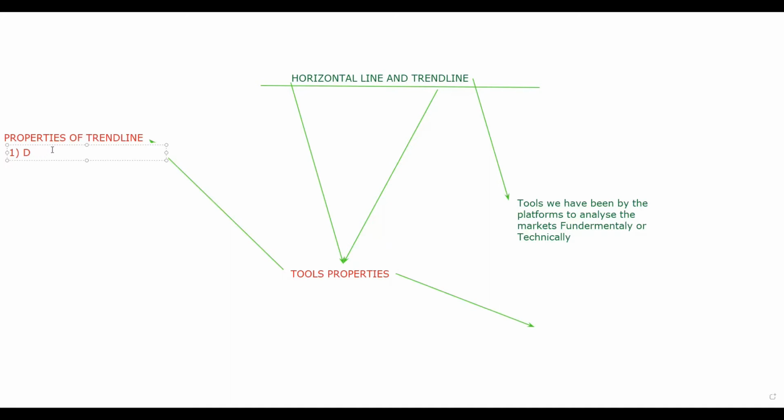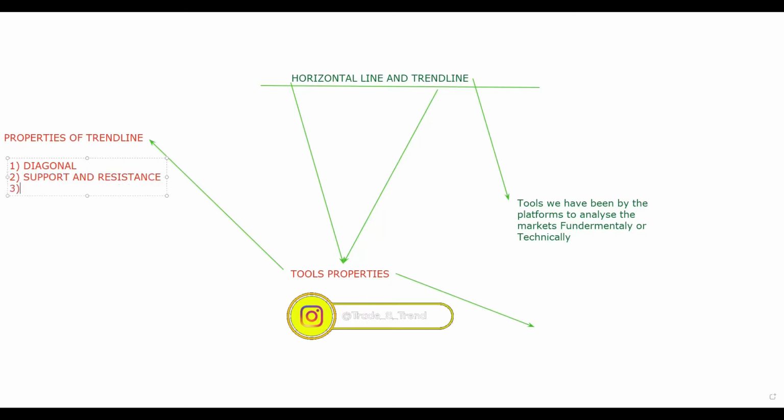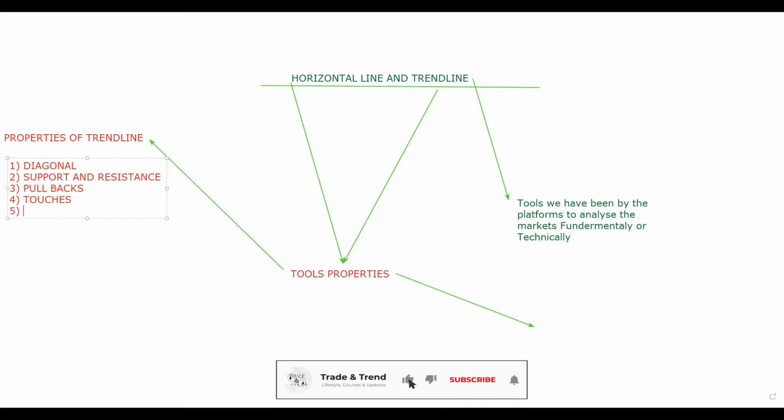It needs to be diagonal. Understand? A trend line is used to identify your support and resistance. A trend line also needs to be able to identify your pullbacks. A trend line also needs to have touches. And then a trend line also can identify diagonal support and resistance. It needs to be diagonal. It identifies your breakouts.